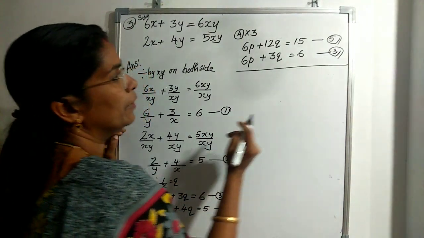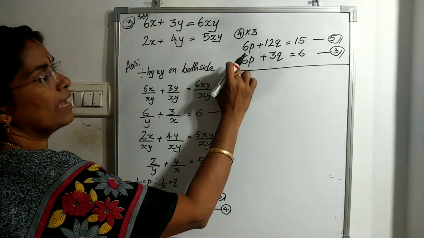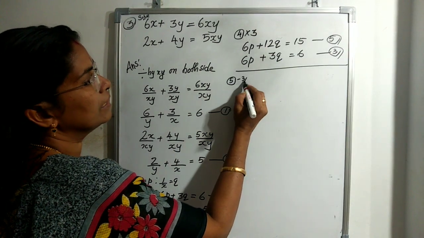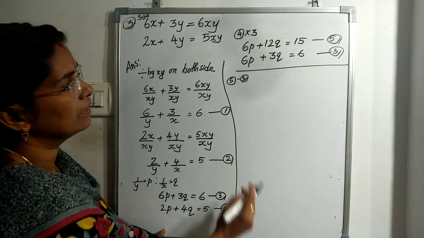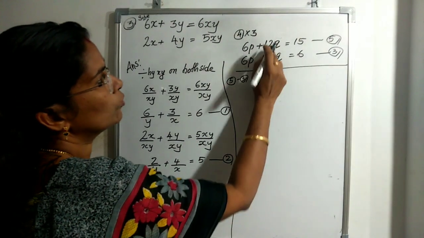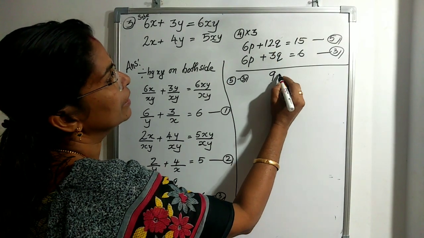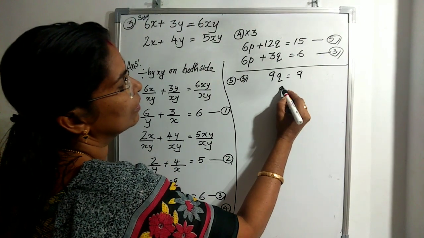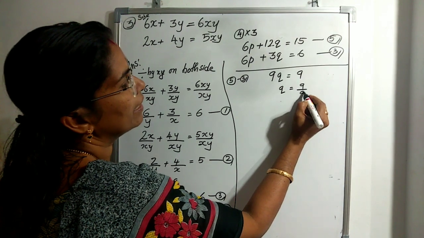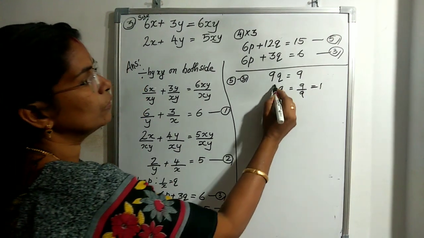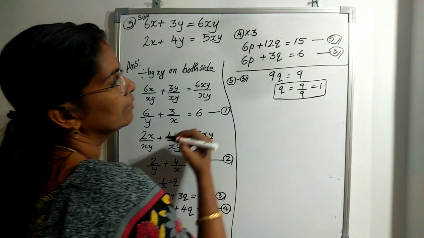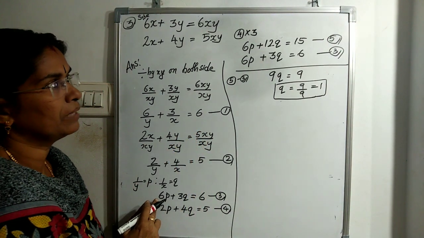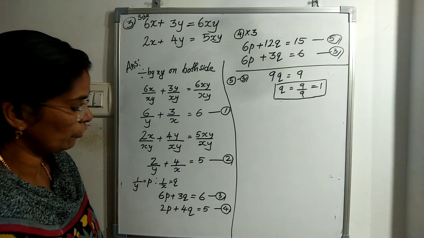Now we have to add or subtract. Here the same sign means we have to subtract: equation 5 minus equation 3. So this becomes 12 minus 3 is 9, q is equal to 15 minus 6 is 9. Answer: q is equal to 9 by 9 equal to 1. Q is equal to 1. Okay. Clear this method? Here only one equation we are multiplying and making the coefficient of p the same.